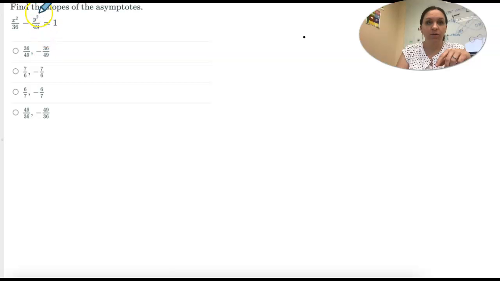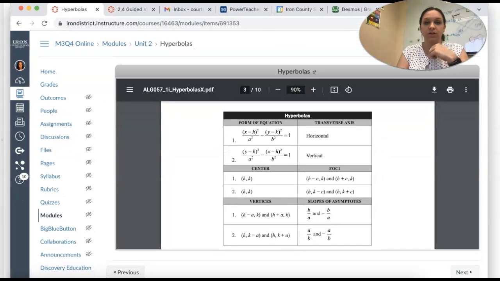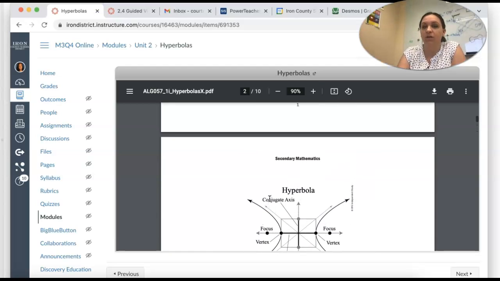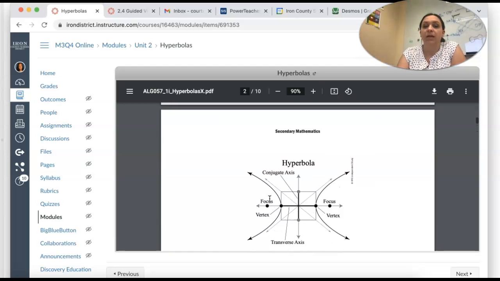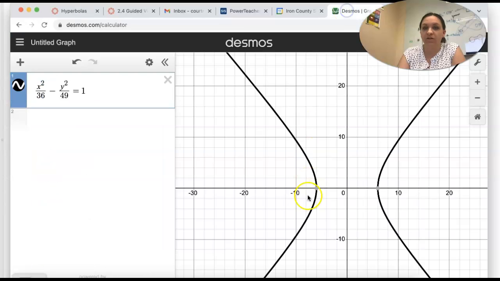So we need to figure out what are the slopes of the asymptotes. So let's just look. Here's your notes. A hyperbola has a lot going on. Now the vertex is the end of the parabolas. There's two of them now. There's still a focus. And then the transverse axis is where you're on. So it can be on the x-axis or the y-axis. Ours is the x, because that's where the vertices are.